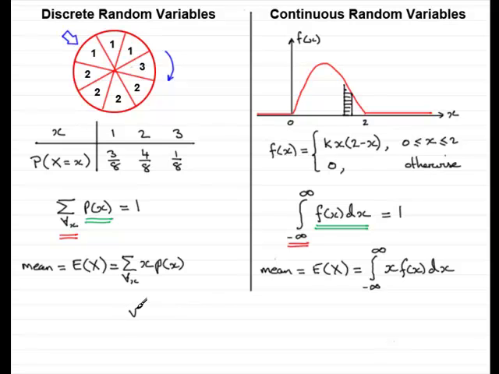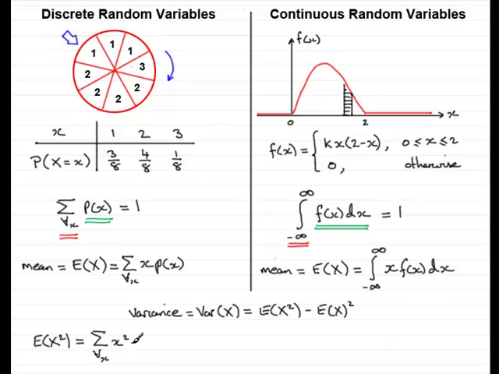You should also remember that when you were working out the variance for a discrete random variable, often written as var x, this was equal to E of x squared minus E of x, all squared. Now what was E of x squared? E of x squared was the formula, the sum for all x of x squared times the probability of x. So for this particular probability distribution, it would have been 1 squared times 3/8 plus 2 squared times 4/8 plus 3 squared times 1/8. That would have been E of x squared.